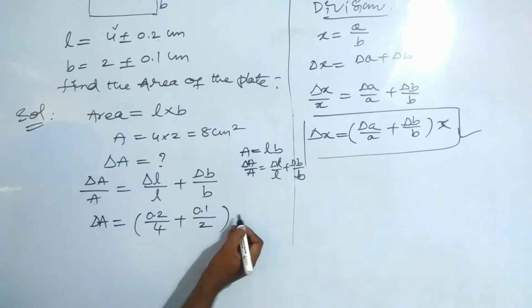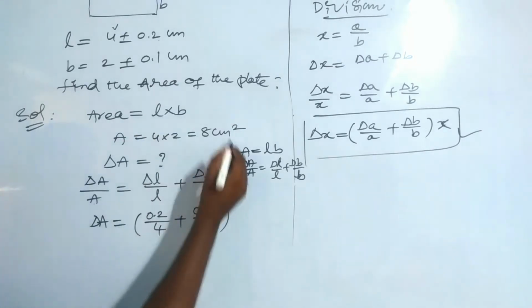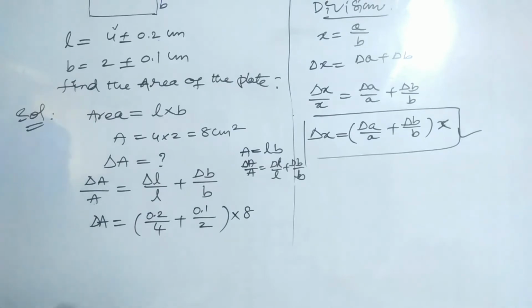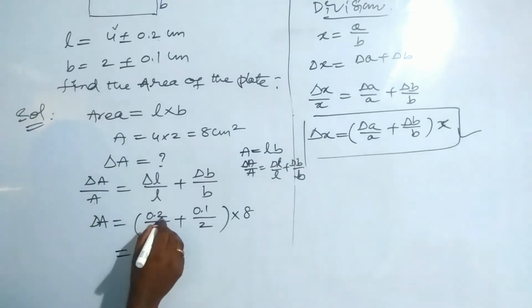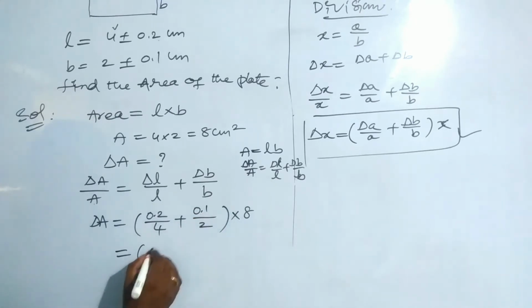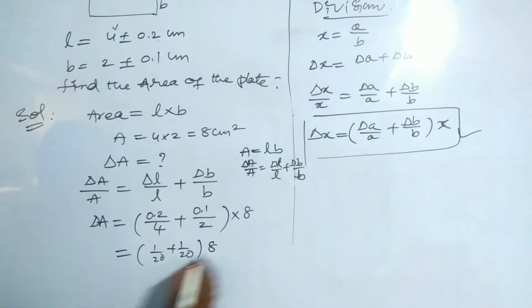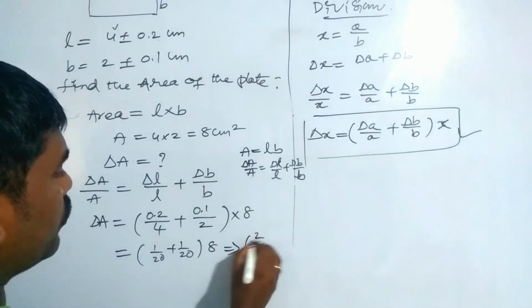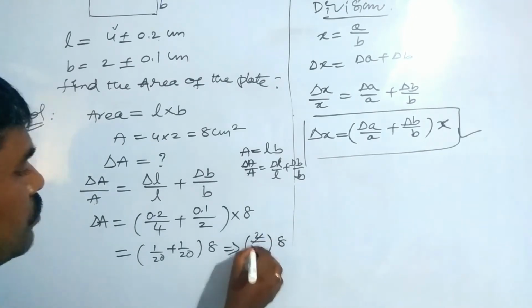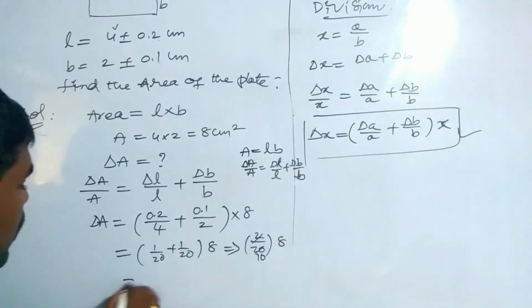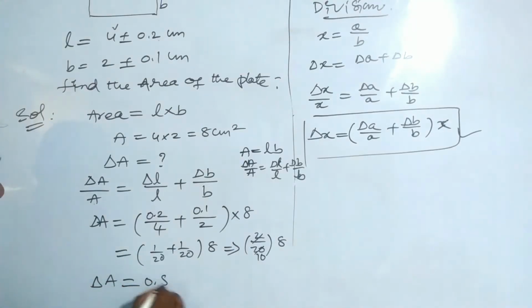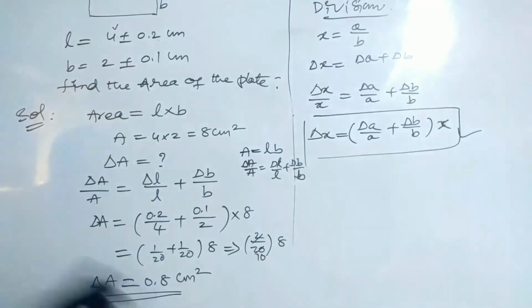Into this, A should come to this side. Then it is 8 into 8. You can write that it is 2 by 40, that is 1 by 20. It is 1 by 20 plus 1 by 20, into 8. So it is 2 by 20 into 8, which is 1 by 10. 8 by 10 is equal to delta A, that is 0.8 centimeter square. So this is the error that occurs in the area, it is 0.8.